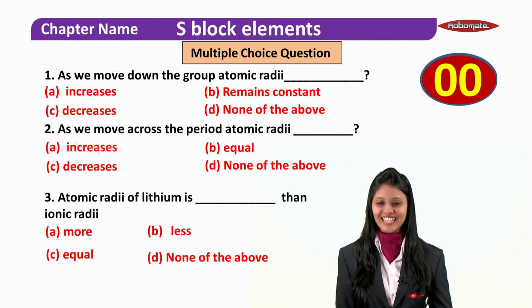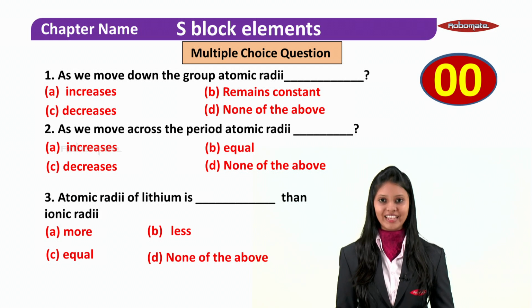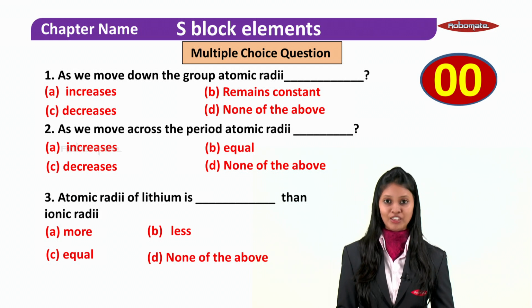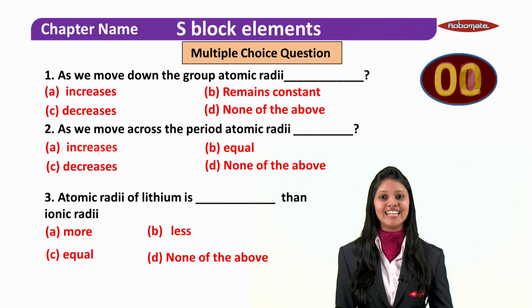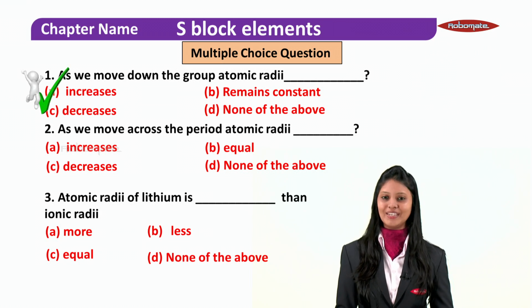So students, very easy questions, right? Let's see the answer. The first question: as we move down the group, atomic radii increases, remains constant, decreases, or none of the above. The correct answer is, as we move down the group, the number of shells increases, and that's the reason atomic radii also increases.